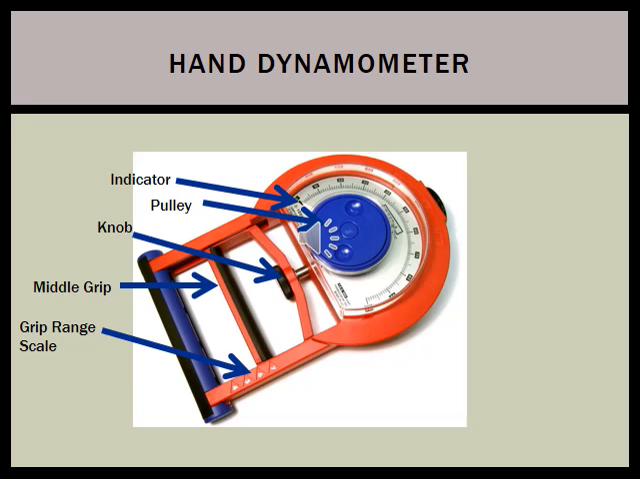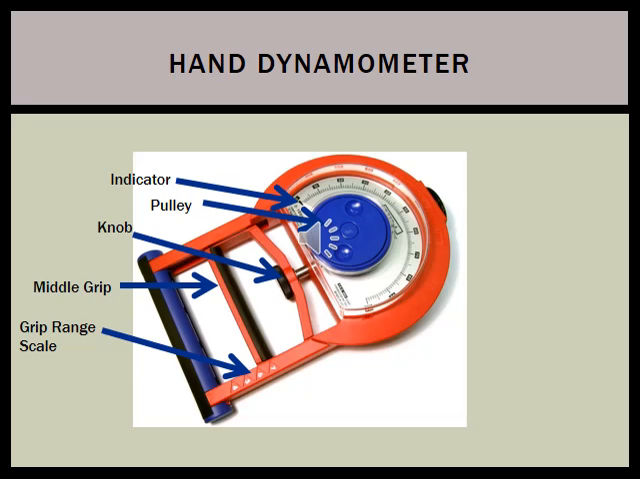For individuals with smaller hands, we will move the middle grip and the main grip closer together. For individuals with larger hands, we will move them farther apart. We will measure this using the grip range scale on the side. The knob is used to calibrate based on hand size.